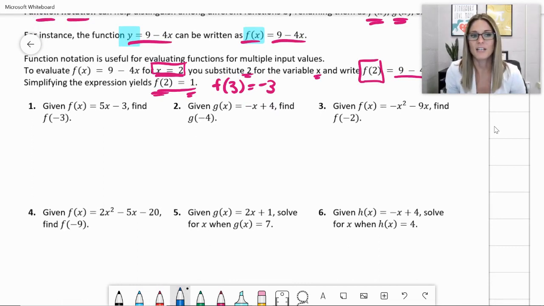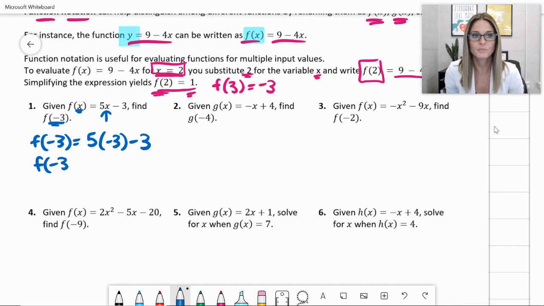Number 1 says, given f of x equals 5x minus 3, find f of negative 3. That negative 3 is going to get plugged in for x in the function. And I'm going to use that function notation. f of negative 3 equals 5 times negative 3. I'm replacing x with negative 3. And then I'm going to finish evaluating it.